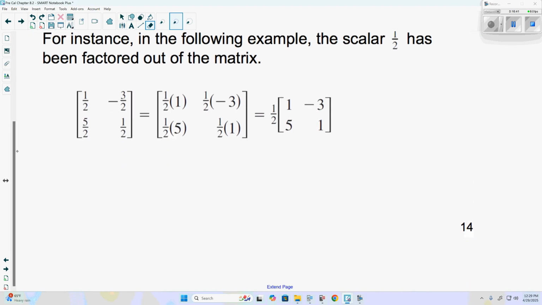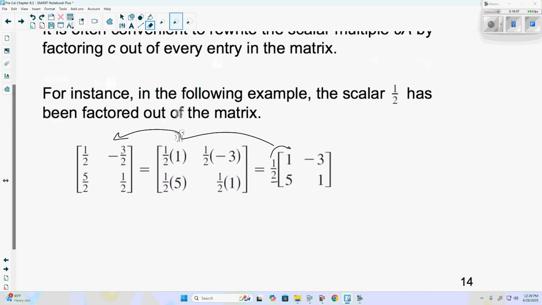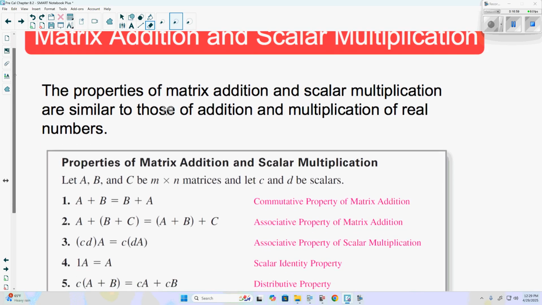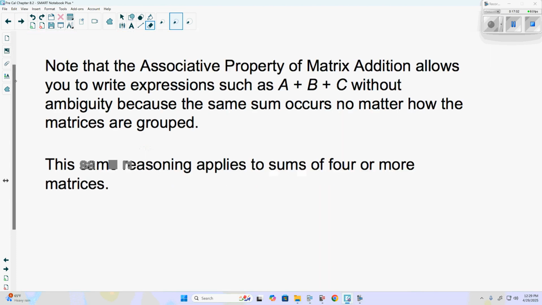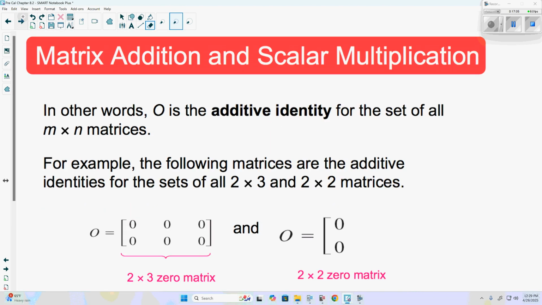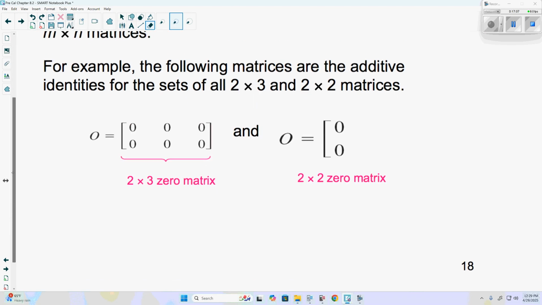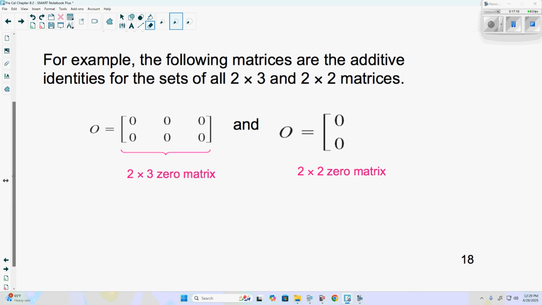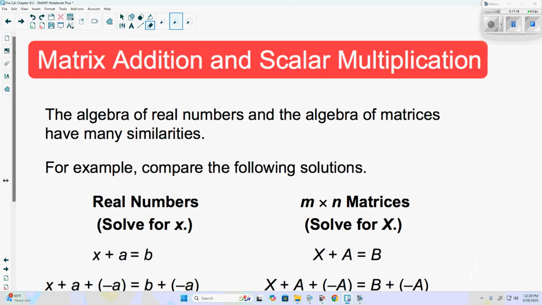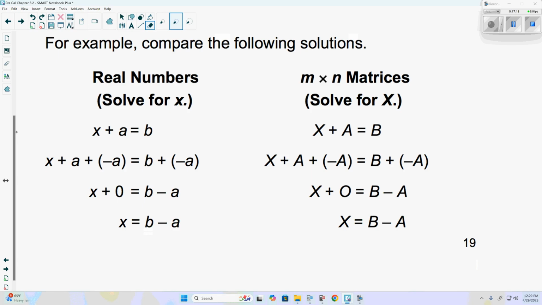For instance, in the following example, they decided to factor 1/2 out. We can multiply 1/2 through, because if we multiplied 1/2 through, that's exactly what we can do. We can also factor it out. I don't know why, but I think it's a little redundant. Note the associative property works. Most properties work with us here. Yep.